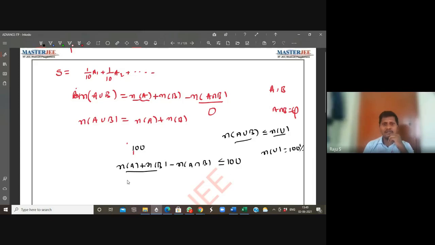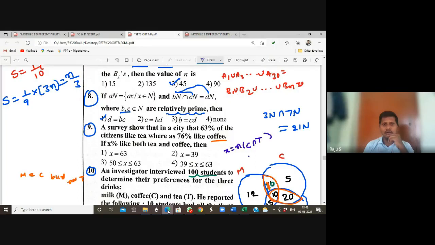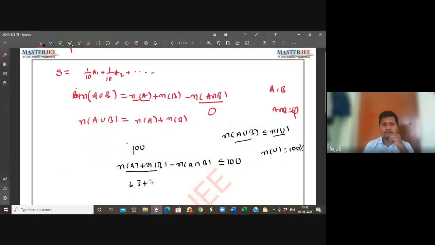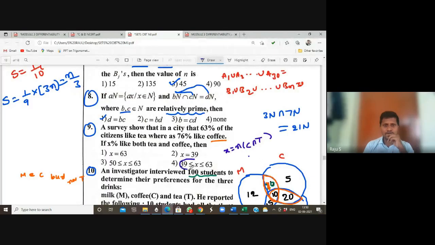100 is on the left side. n of A value, how much did they give in the question? 63. 63 plus 76 minus 100 is lesser than or equal to n of A intersection B. Okay, what about this value, student? 63 plus 76 minus 100. Is it 39? 39. Okay, 39 is lesser than or equal to n of A intersection B. Okay, one condition we got here.